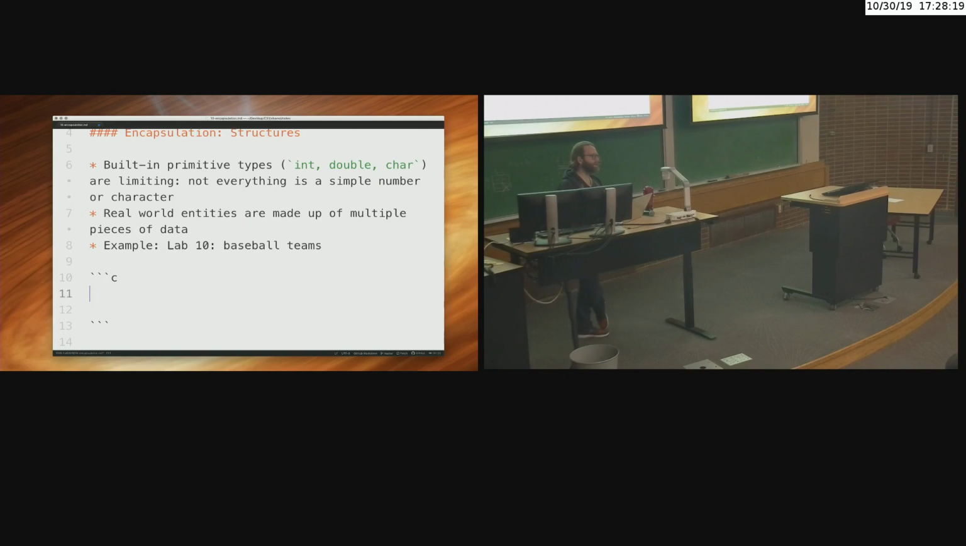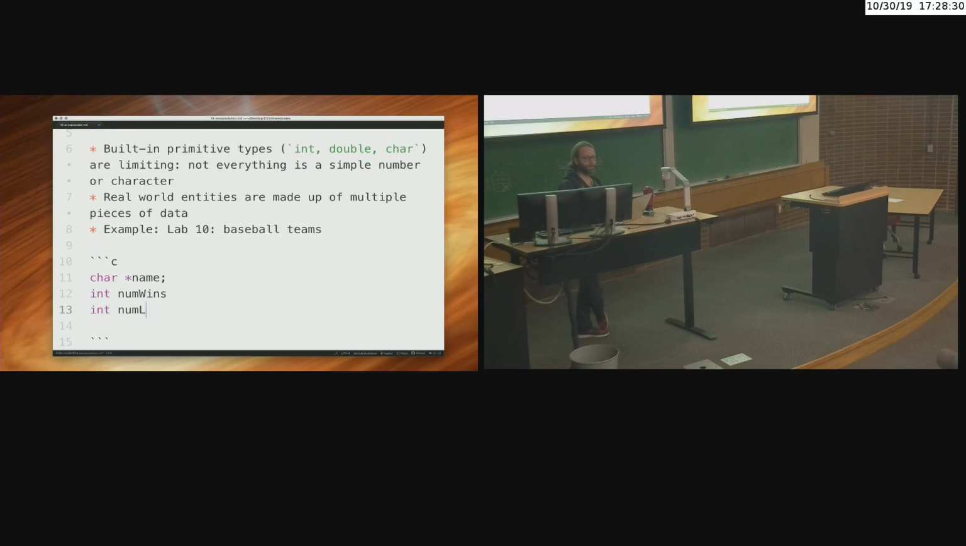You had a name, right? And I won't initialize this. You had a number of wins, right? You had num losses. Maybe you had a salary, the total salary budget. Maybe you had the city that it's in. You had a bunch of other things. Let's just go ahead and keep it simple and say that we've got these three things.